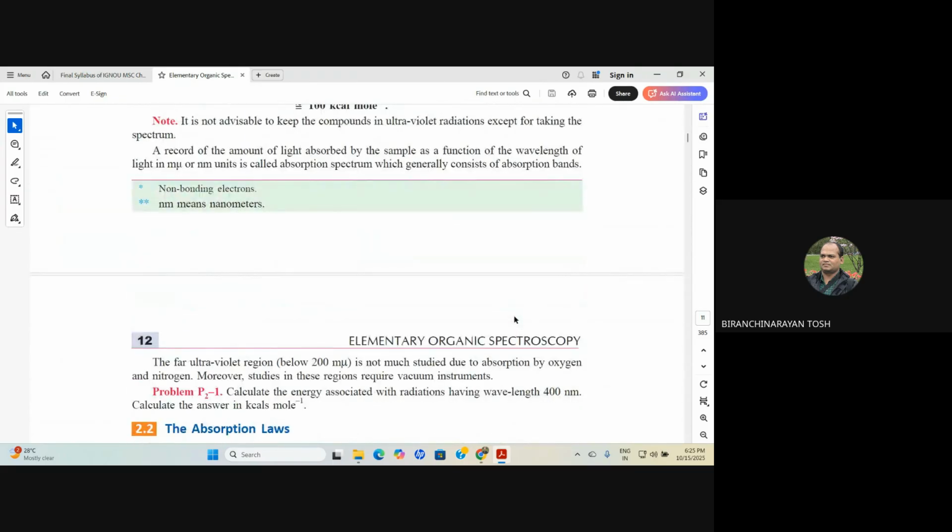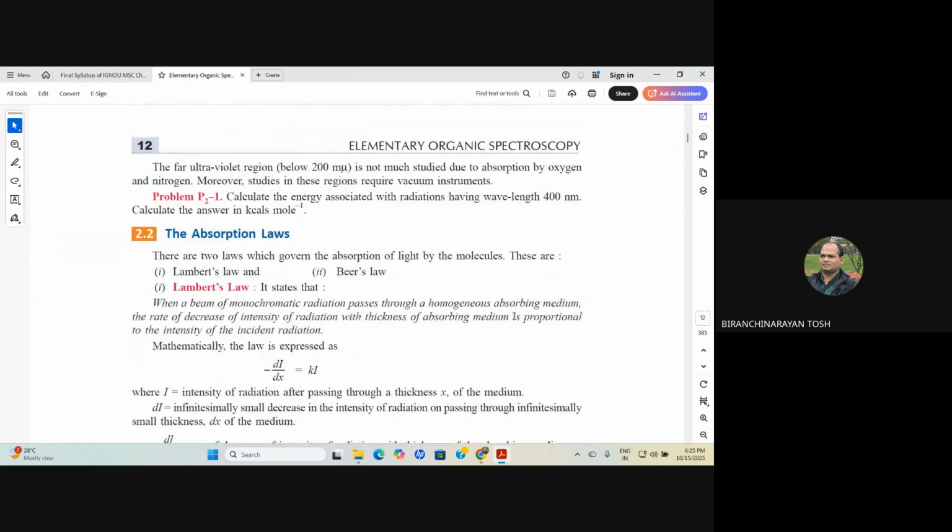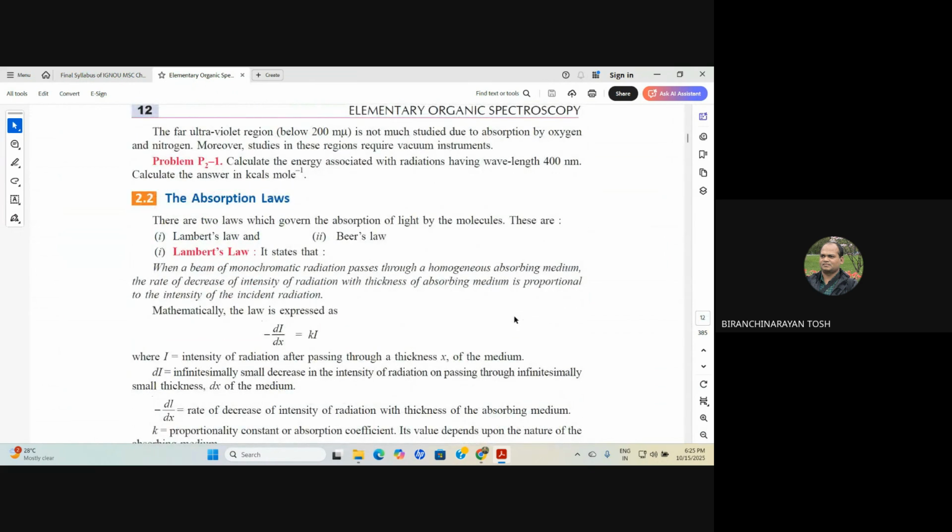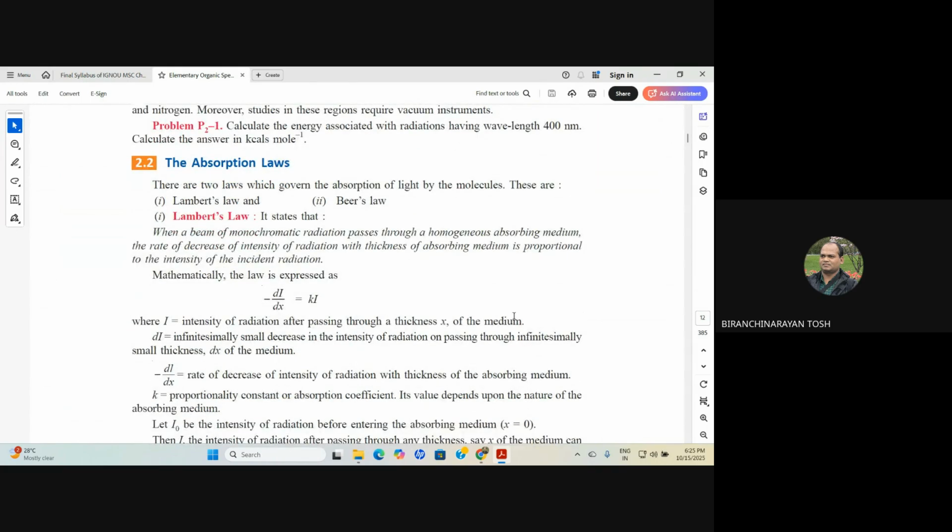Then here we have two absorption laws, Lambert's law and Beer's law. Lambert's law states that when a beam of monochromatic radiation passes through a homogeneous absorbing medium, the rate of decrease of intensity of radiation with thickness of the absorbing medium is proportional to the intensity of the incident radiation.